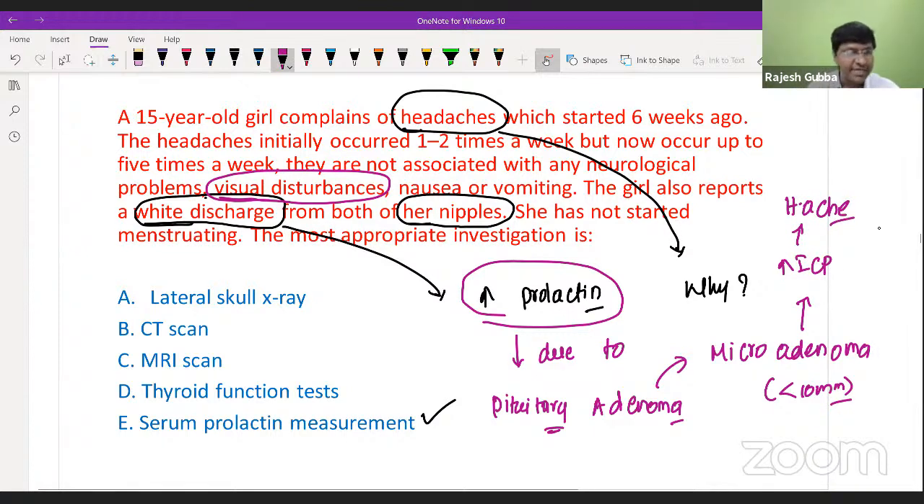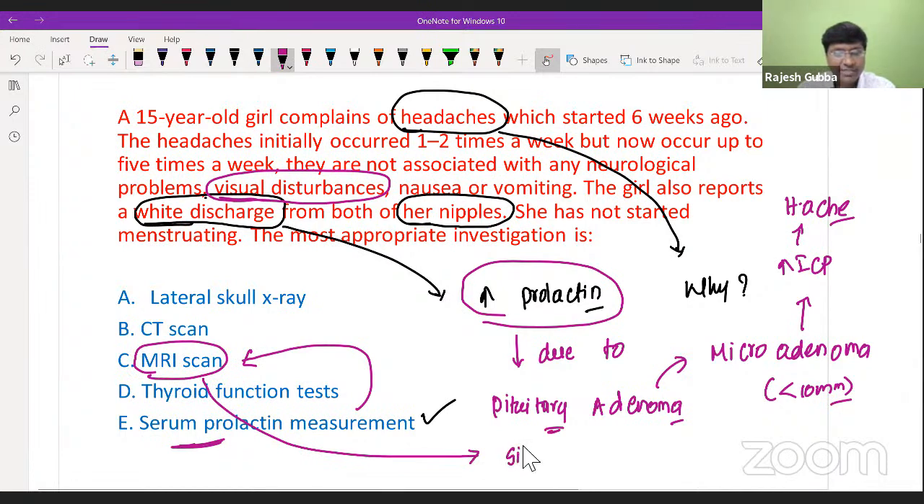Okay, so when you are suspecting prolactinoma, remember always the most appropriate investigation will be serum prolactin measurements. And followed by that, you need to do MRI scan. Why you have to do MRI scan? The purpose of doing the MRI scan is mainly to look for the size of the gland, whether it is microadenoma or macroadenoma. Microadenoma means less than 10 mm, that is less than 1 centimeter. Macroadenoma means more than 1 centimeter, that is more than 10 mm, right? So that is the difference between your microadenoma and macroadenoma. And the best answer here will be what? That is serum prolactin measurements.